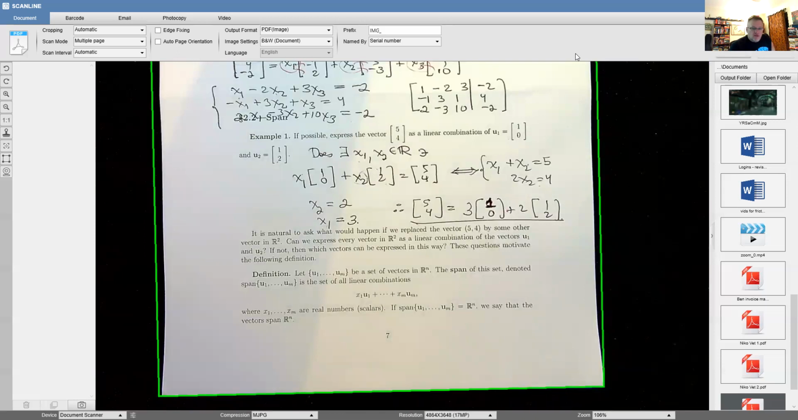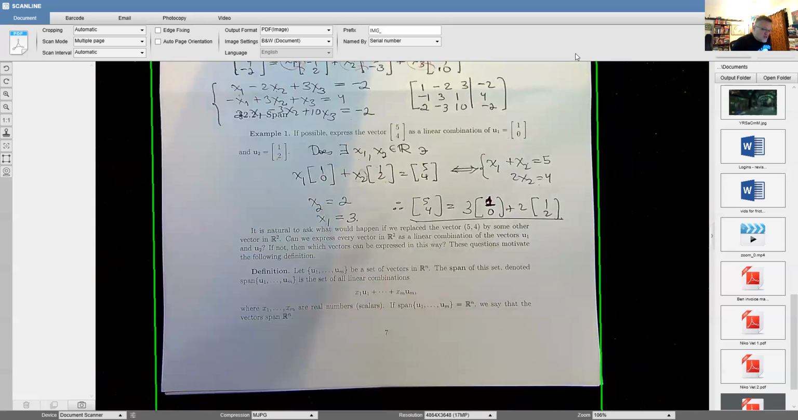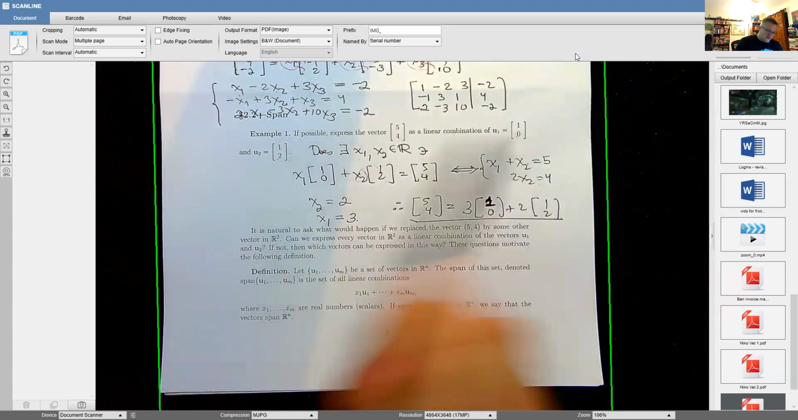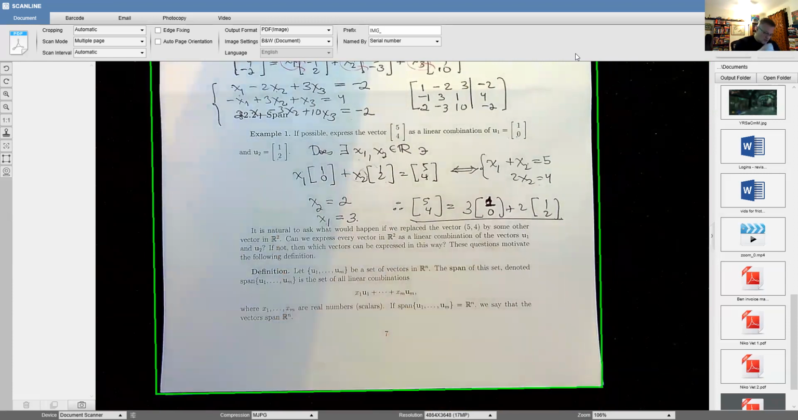Okay, but is there anything special about that vector (5, 4), right? Could we have replaced it by negative 117 pi, something like that? Can you always express any vector in R2 as a linear combination of those guys? So that's a more general question, and it motivates the following definition.